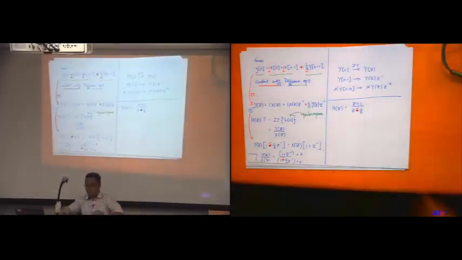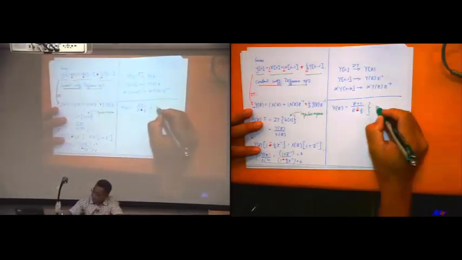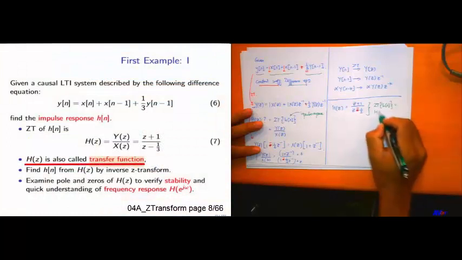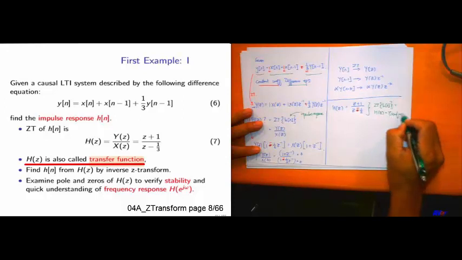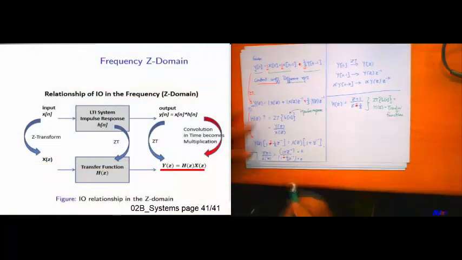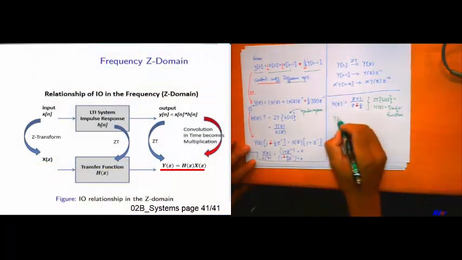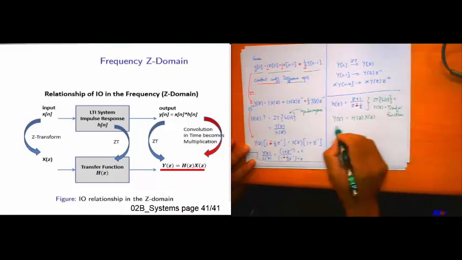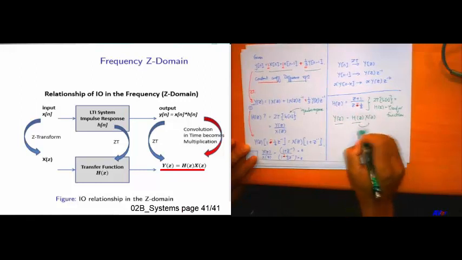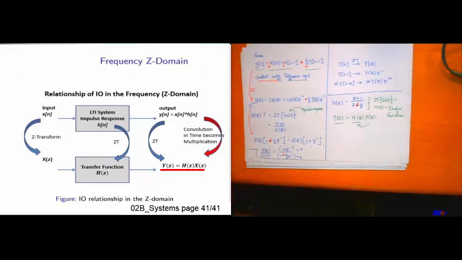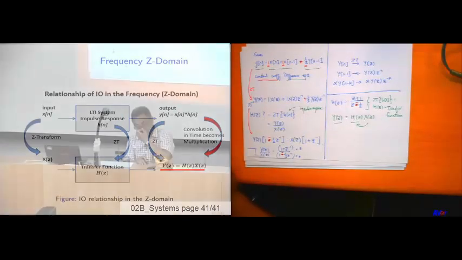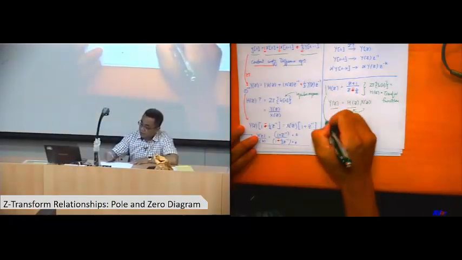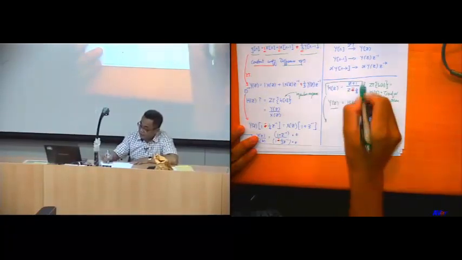Okay. Now, when you have this, it has a name. It is the Z transform of the impulse response, and this is H of Z, and its name is called the transfer function. Because Y of Z equals H of z times X of z. So you will realize that H of z takes in the input X of z and transforms it into the output Y of z.